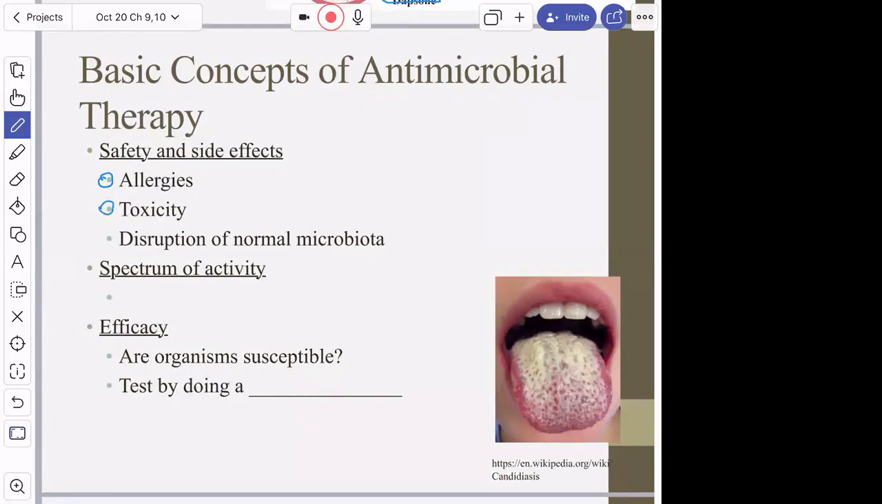Toxicity issues, kidney toxicity is probably the most common toxicity issue, but again, different drugs will have different problems associated with it. So that's something that we'll want to keep in mind.